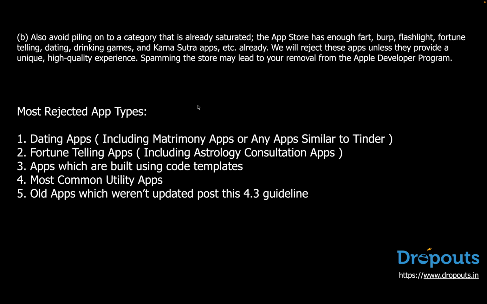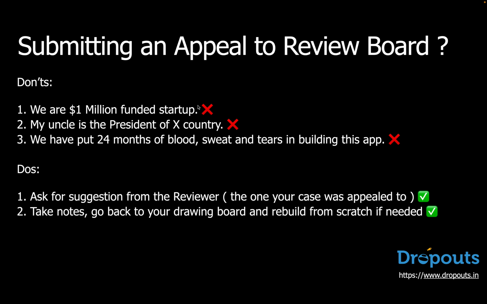So now let's say you have submitted an app and you think that you are pretty unique, and you think that the App Store review team is not doing justice to you. You need to appeal and escalate it to the higher level of the App Store review team. Make sure you don't tell them that we have a $1 million funded startup, how can you do this to us. They don't care. Apple really doesn't care.